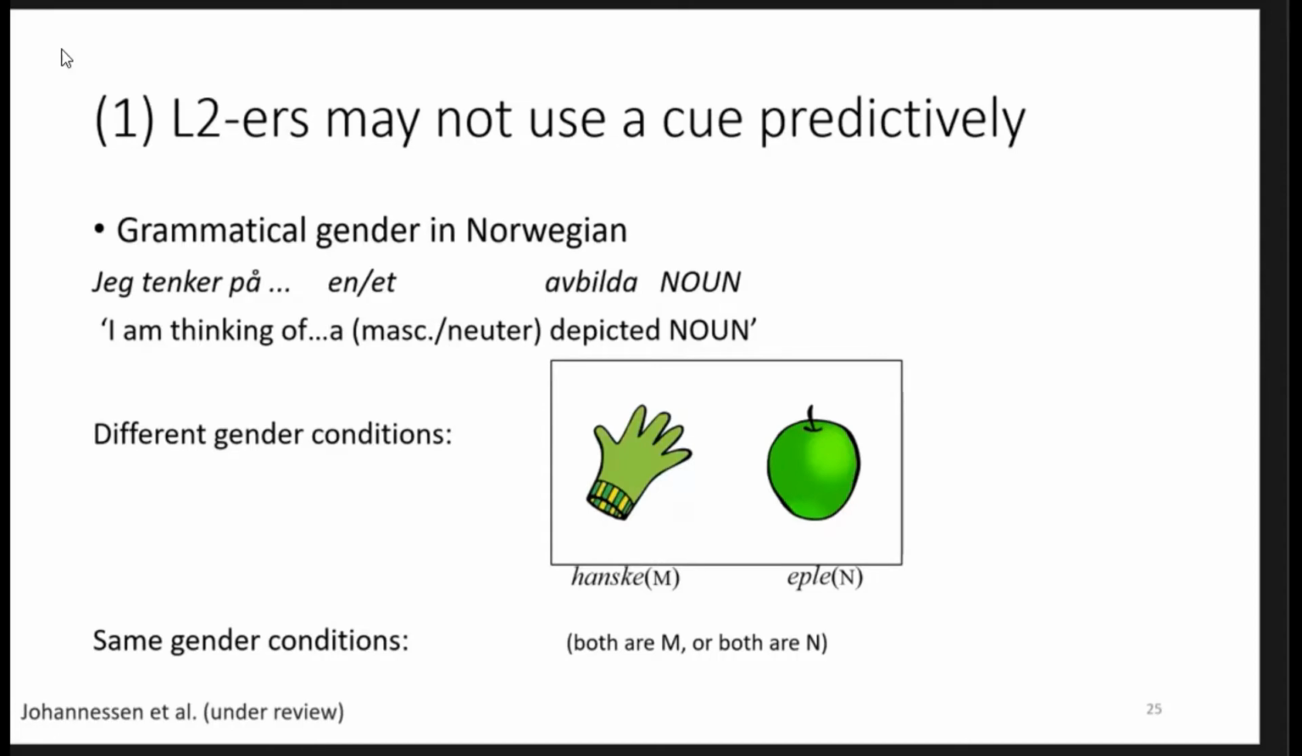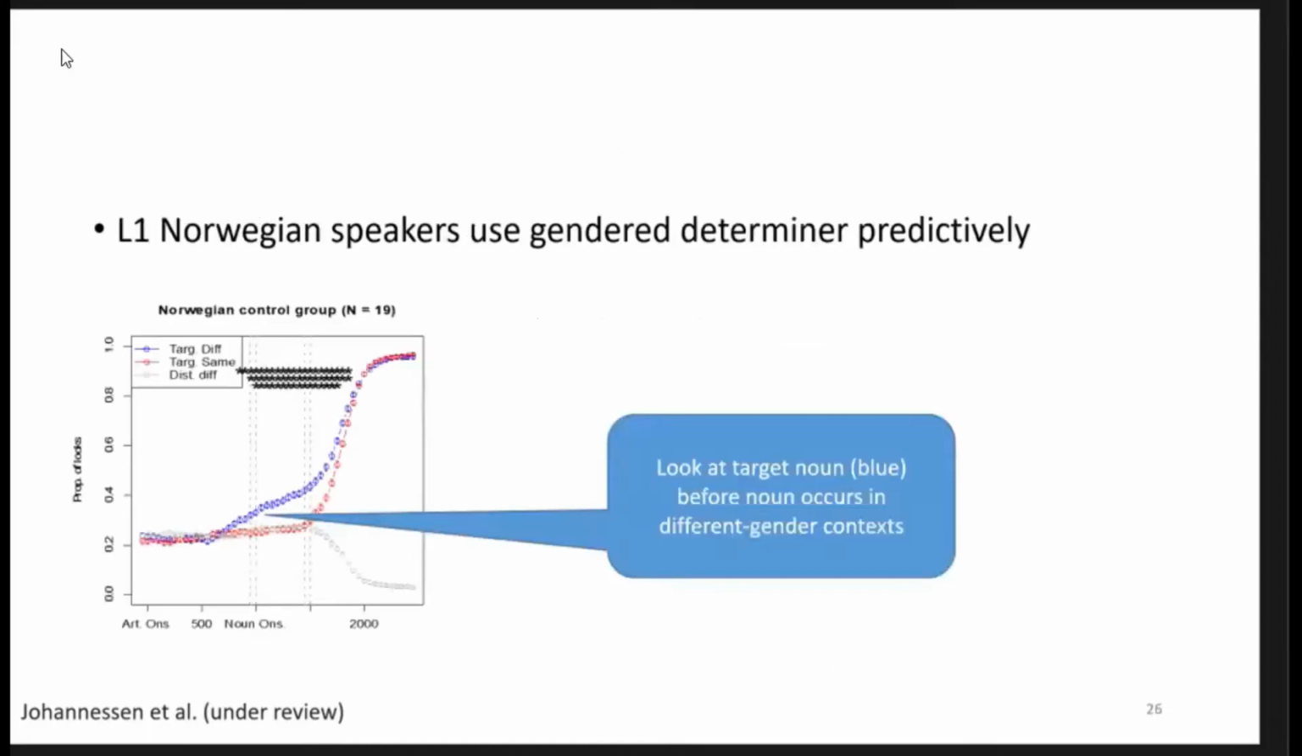So you have the indefinite determiner, which is marked for case and which can be predictive of an upcoming noun. So in this particular display, you have a masculine object and a neuter object. And if you use the neuter determiner, in this case, it will be predictive of the apple. So you compare that to a same gender context in which the critical display pictures are both masculine or both neuter, for instance. And like L1 Spanish speakers, Norwegian native speakers use this gender information predictively.